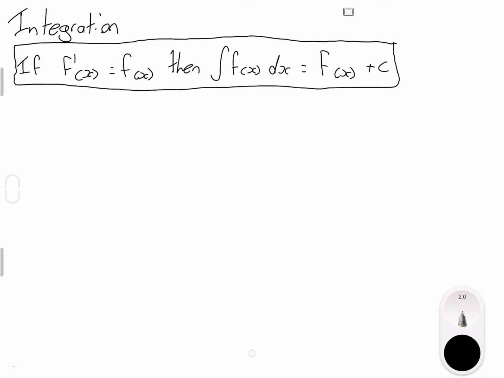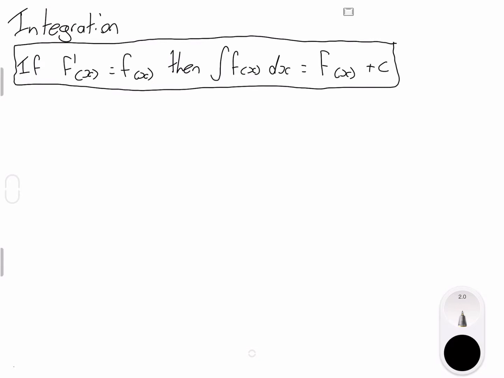Hey guys, welcome to this video on integration. Now, we've been talking about, in our last video, the fundamental theorem of calculus and looking at definite integrals. What we're going to do in integration is look at indefinite integrals, so that is integrals that don't have upper and lower boundaries.